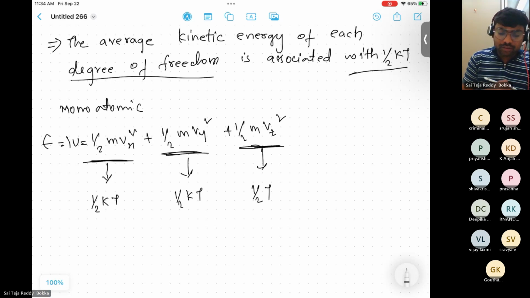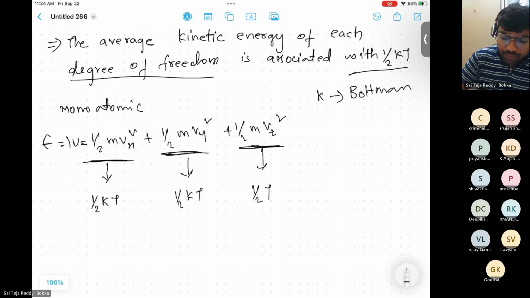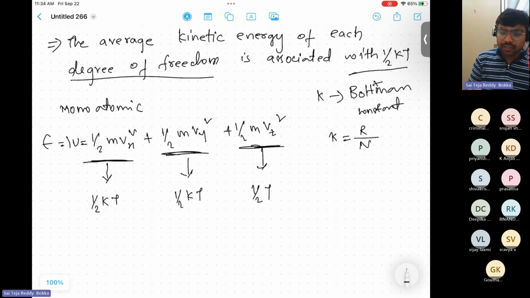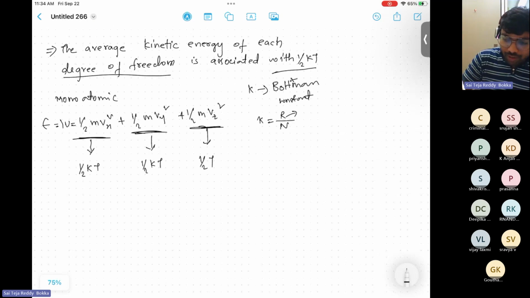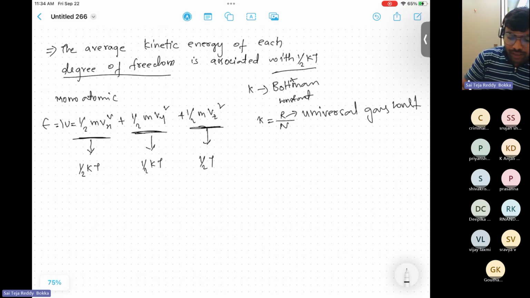So do you know what is k? It's the Boltzmann constant. Boltzmann constant k is equal to R by N. What do you mean by R? It's not radius. It's the universal gas constant. And N is the Avogadro number.